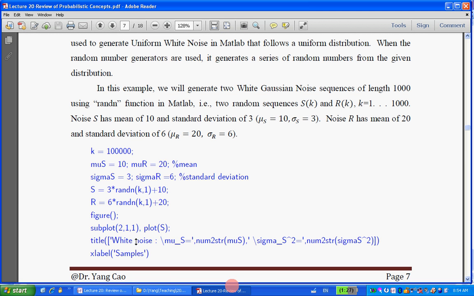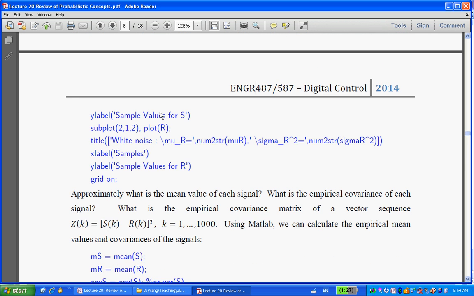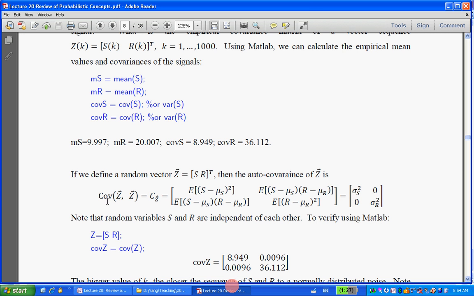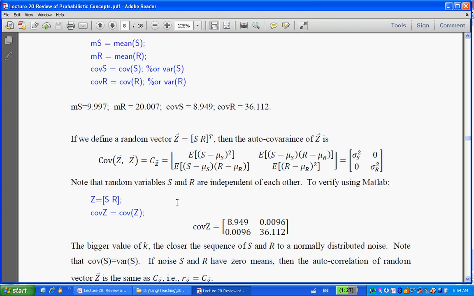So you can use a MATLAB command called COV to verify the theory. What you will get out of MATLAB is a matrix like this one. My S has a standard deviation of 3 and R has a standard deviation of 6, so I should get 9 here and 36 here. But you don't get exactly 9 or 36.